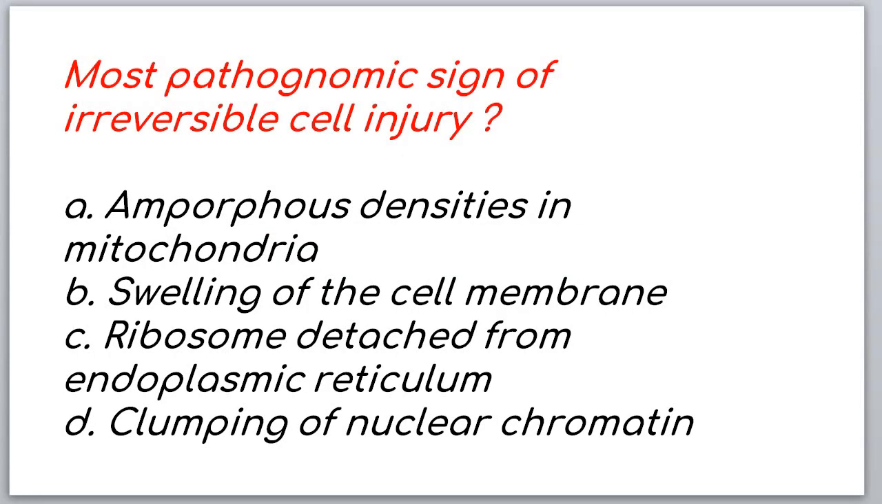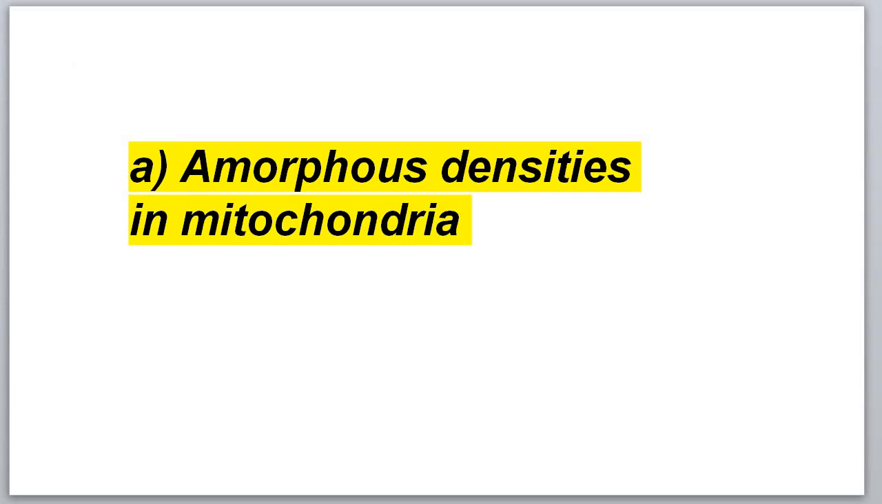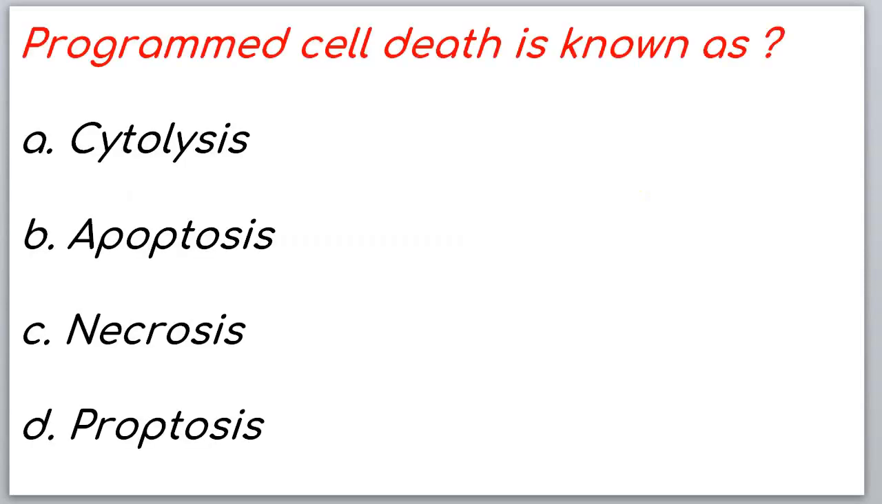Most pathognomonic sign of irreversible cell injury: option A, amorphous densities in mitochondria. Option B, swelling of the cell membrane. Option C, ribosome detached from endoplasmic reticulum. Option D, clumping of nuclear chromatin. Option A, amorphous densities in mitochondria, is the correct option.